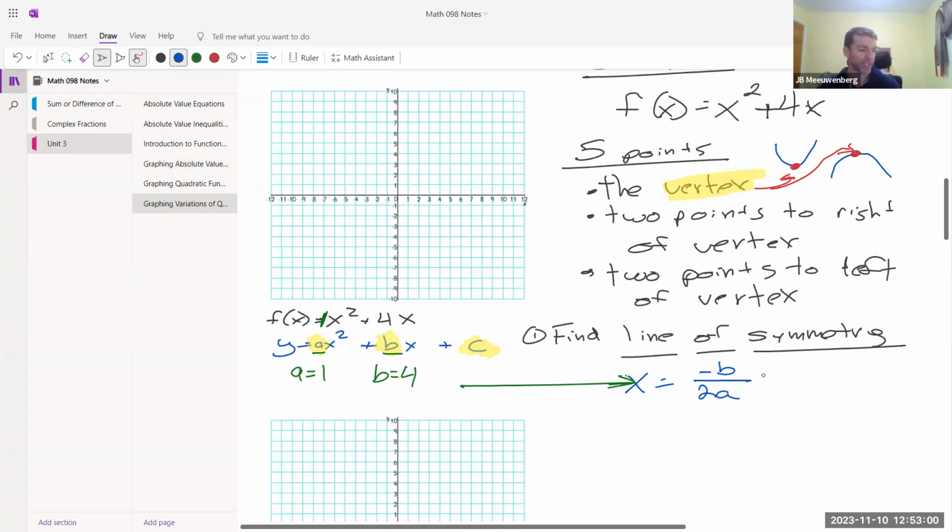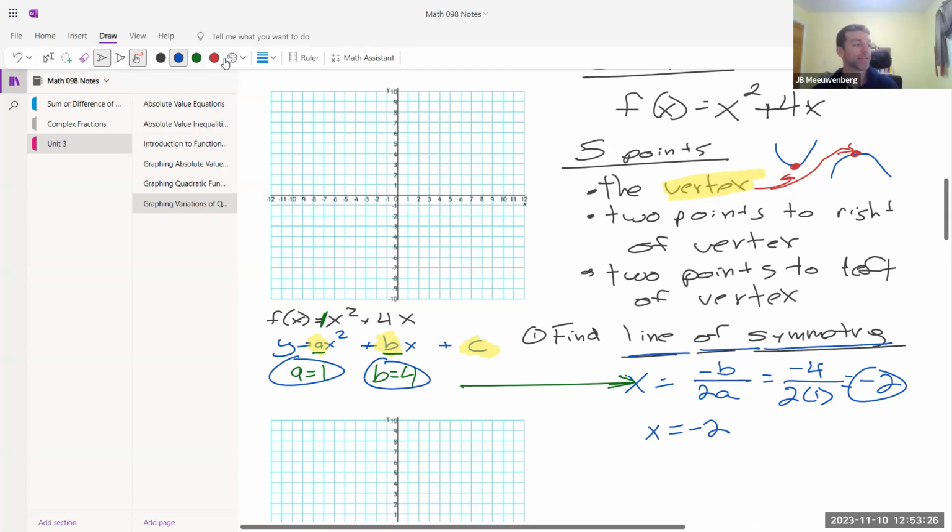So let's do this calculation. Negative b, in this case, would be negative 4. Here's our 4, over 2 times a is 1. So 2 times 1. A quick calculation leads to that being negative 4 over 2, which is negative 2. So what does that mean? It means that the line x equals negative 2 is our line of symmetry.